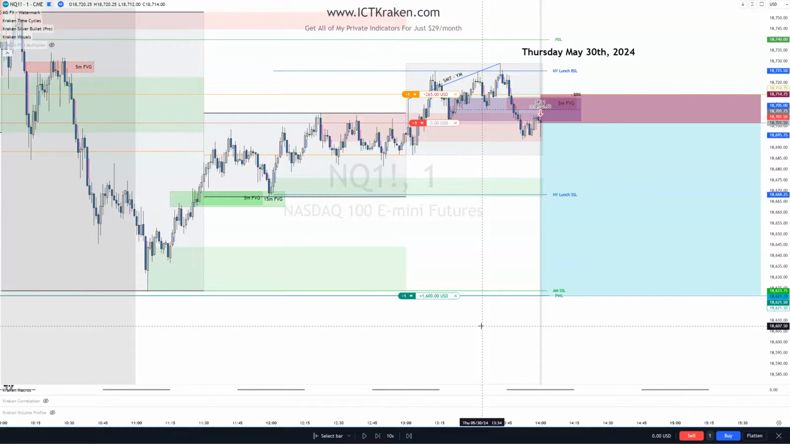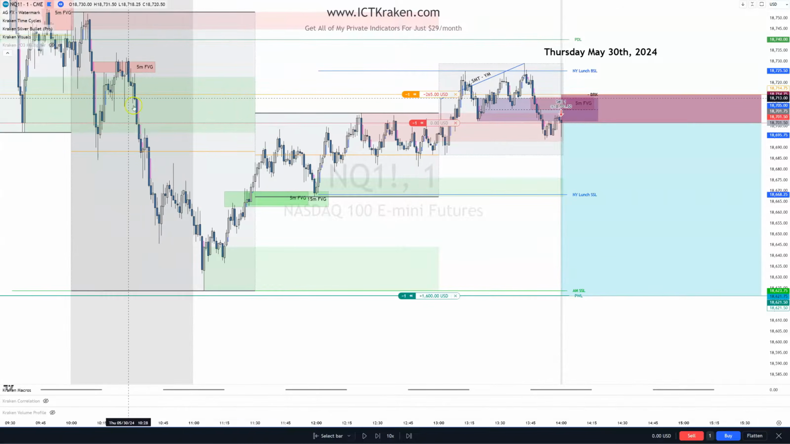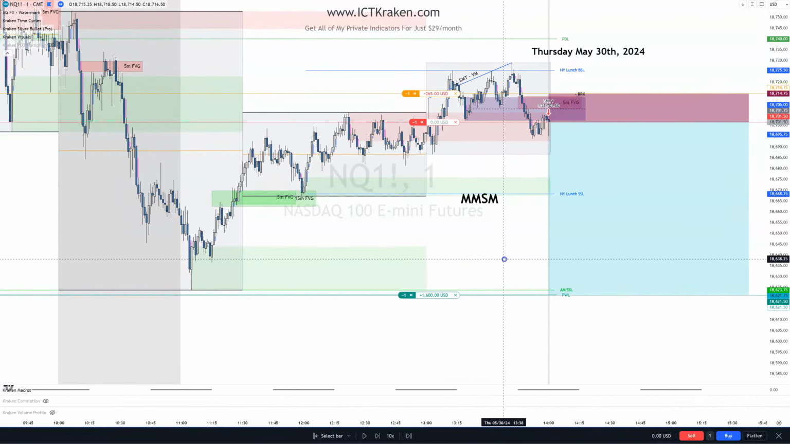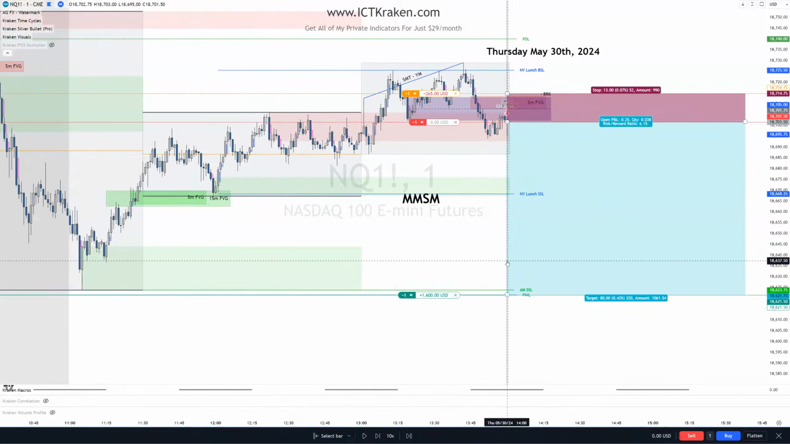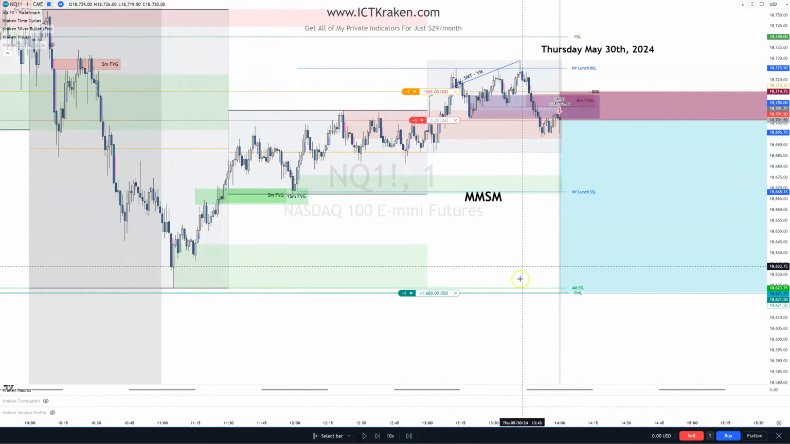All right. So I'm looking at this as, obviously, this right here was the market maker buy model. So this is the buy side of the curve, looking for this to be a smart money reversal, sell side of the curve. So I'm looking for something like this, right? Market maker sell model. All right, let's see how this goes, right?